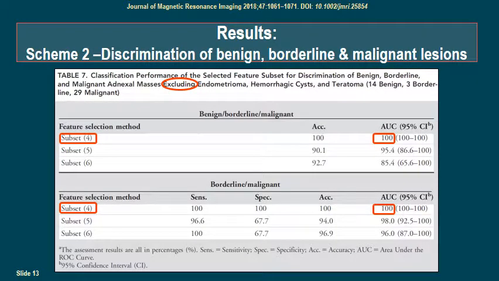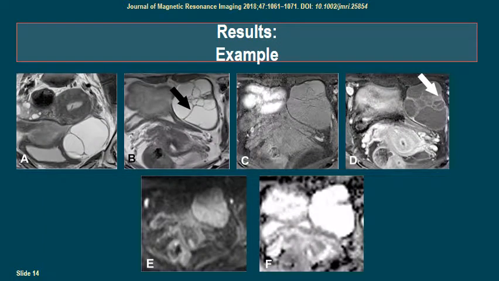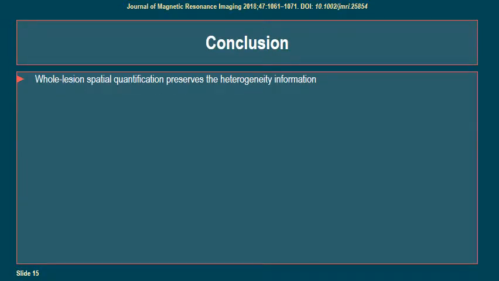Same subsets were applied for differentiation of benign from borderline and malignant lesions, and also for differentiation of borderline from malignant lesions. And as you can see, RLM still can provide 100% of diagnostic performance. Here you can see an example of a patient who was histopathologically confirmed with mucinous cystadenoma. The radiologist suggested malignant lesion based on conventional MRI images, but our methodology could accurately classify this lesion in the benign group.